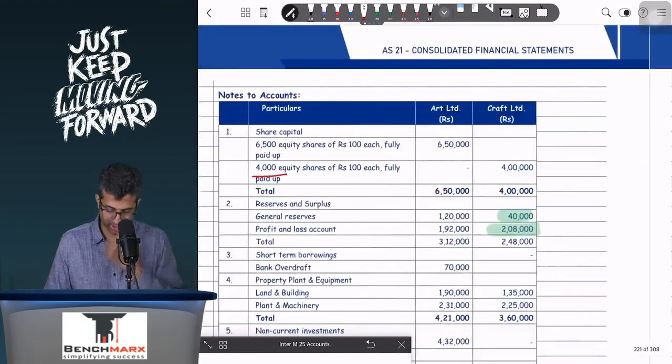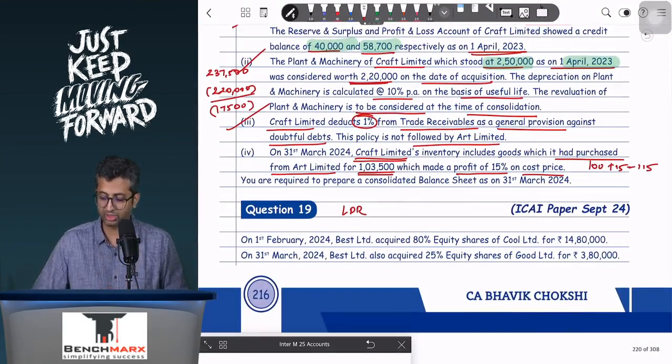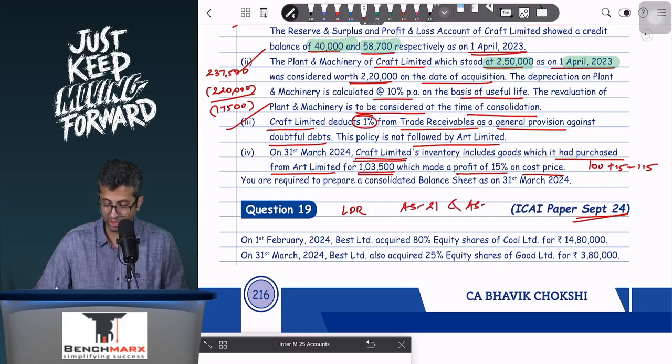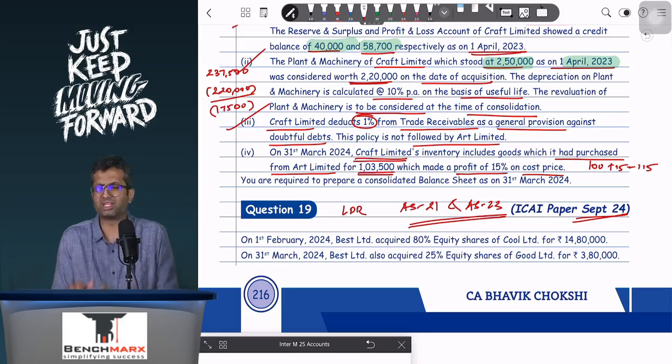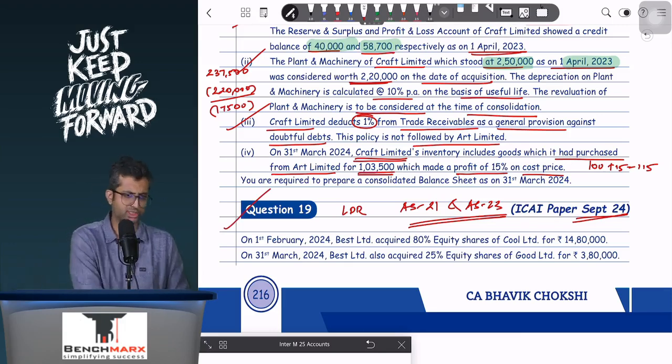The only other question which is there over here is question number 19, which came in the September 24 paper. Now, this involves some application of AS21 as well as some application of AS23. If you have not done AS23 as of now, you will skip this part and do that later. However, if you have done AS23 and have a fairly decent understanding of the equity method of AS23, we can discuss this and get done with the consolidation, all questions. Okay.